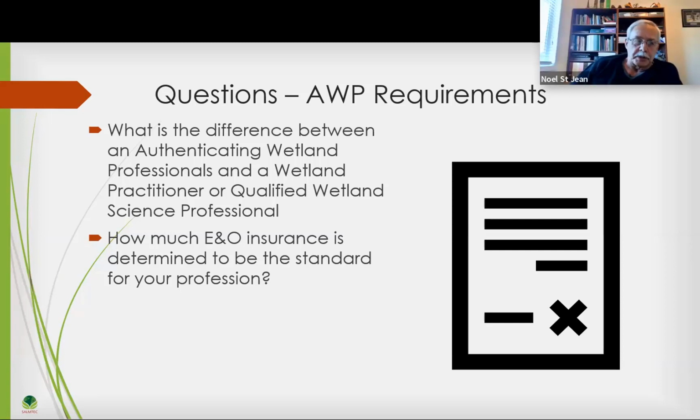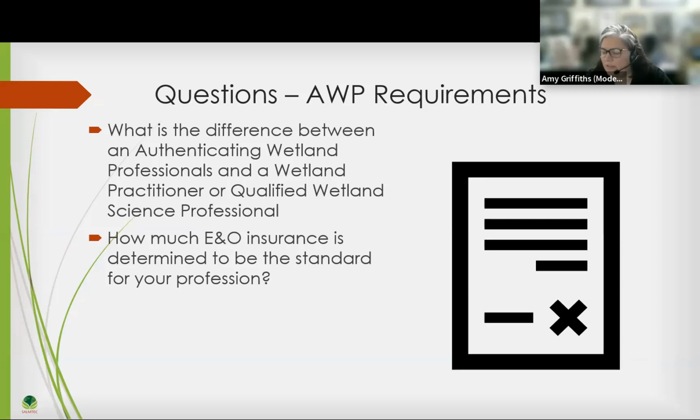I think the biggest difference in those different designations is responsibility, level of responsibility, and years of experience. And that's a good way to describe them, is that obviously the authenticating wetland professional should have the most responsibility and years of experience in order to perform their duties.